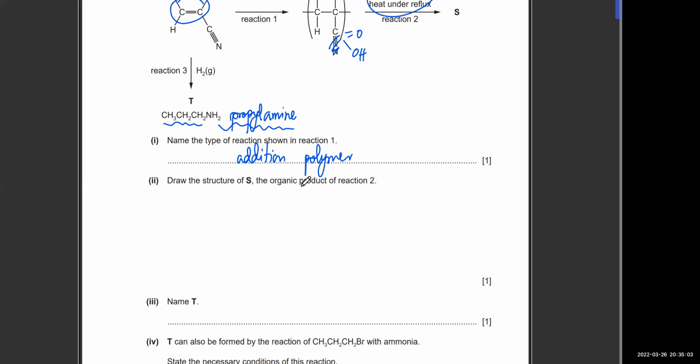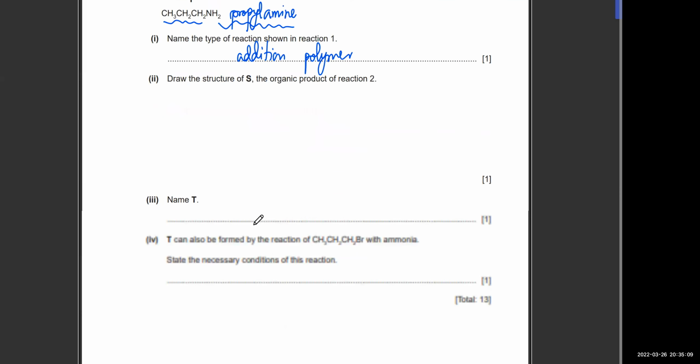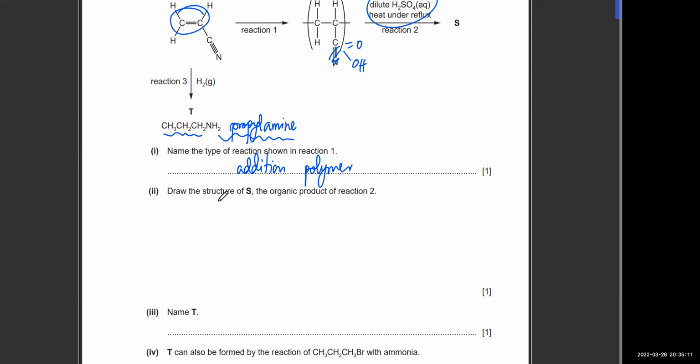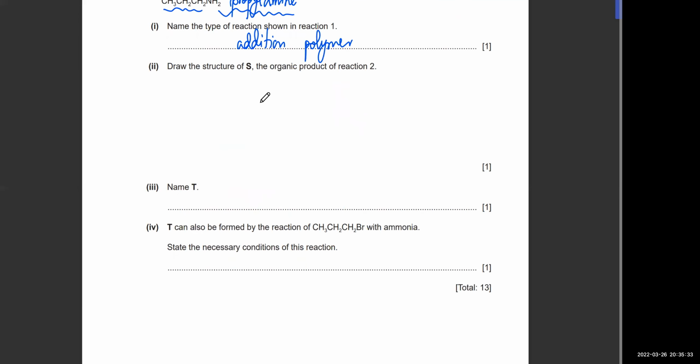Aage, draw the structure of S, the organic product of reaction number 2. Wo toh ho gaya, C, carboxylic acid. Name T, what is T? Hydrogen's getting added. So, either side bhi H add ho jayenge. Sir, propylamine. Huh? We didn't name T, it's propane 1 amine. T is propane 1 amine. Okay, na?